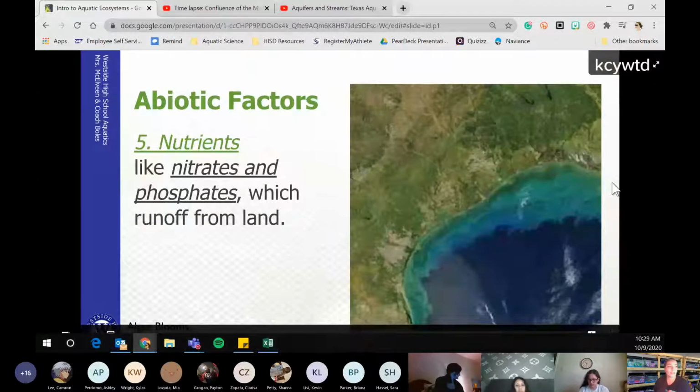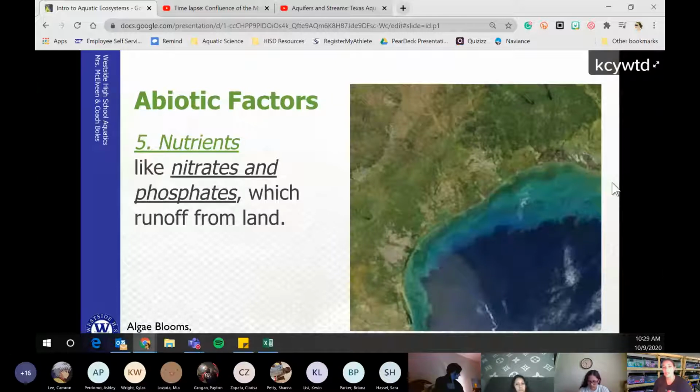All right, number 5, nutrients. Our examples would be nitrates and phosphates. Nitrate is the final product of the nitrogen cycle. It goes from ammonia, nitrite to nitrate. Nitrate is a usable form of nitrogen.